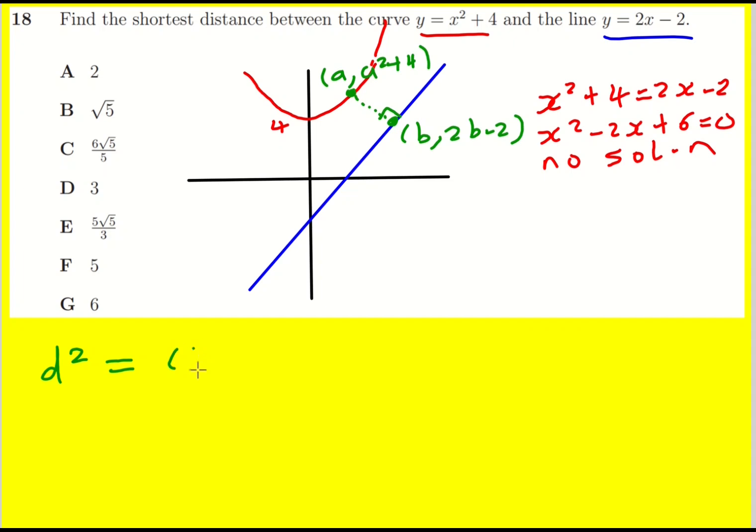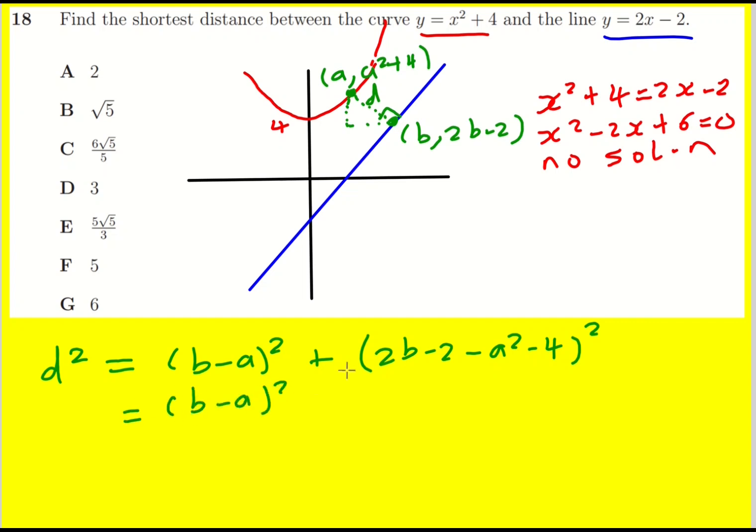So I will get b minus a all squared. That will be the horizontal distance, plus 2b minus 2 minus a squared plus 4. So I can just write that as minus a squared minus 4. And then remember, I'm squaring it. So I found now the vertical amount, and I've squared it because we're applying Pythagoras to work out this d. So this is going to simplify a little bit, but it's also looking very awkward.